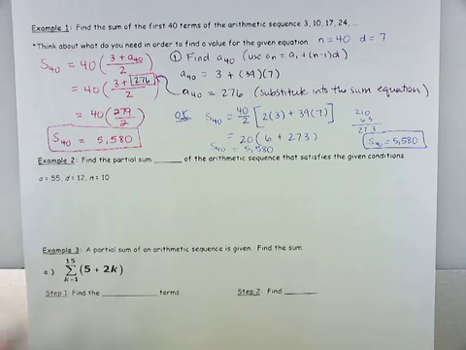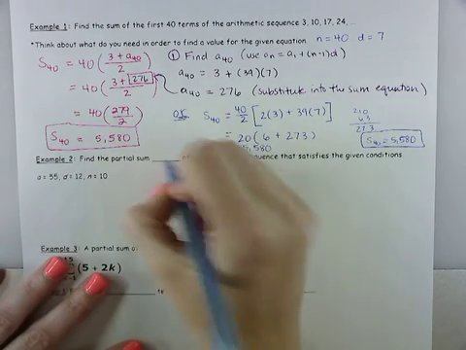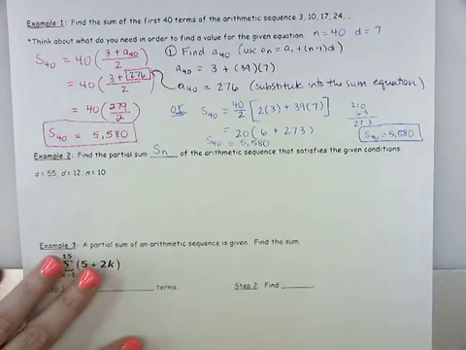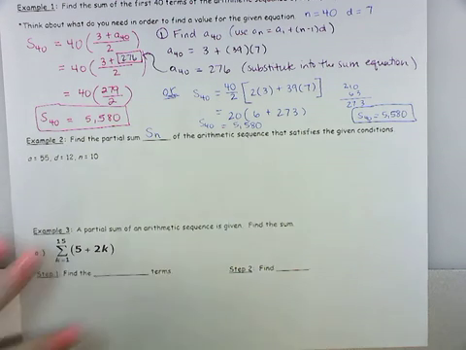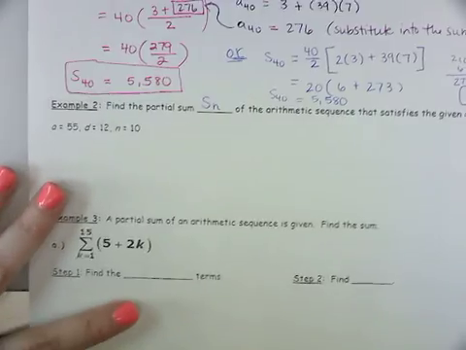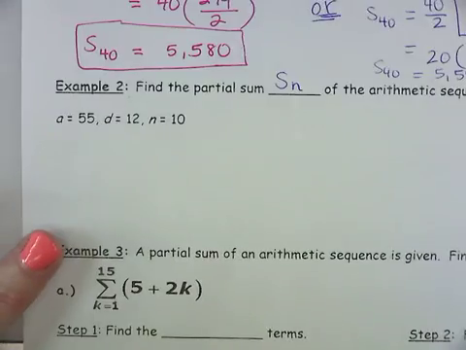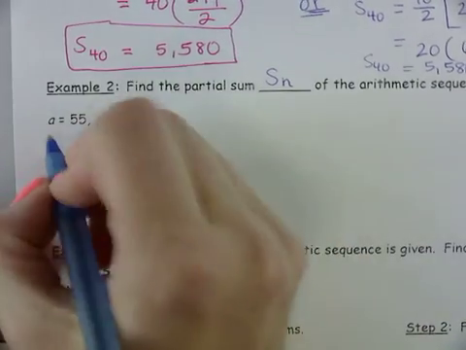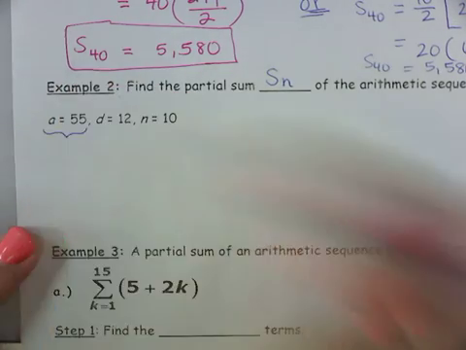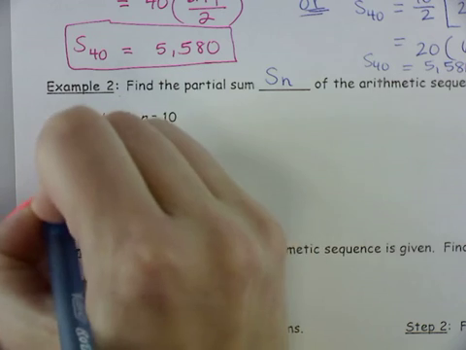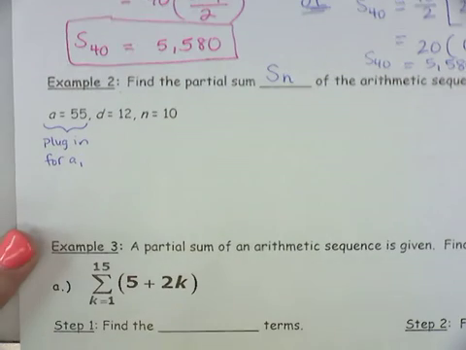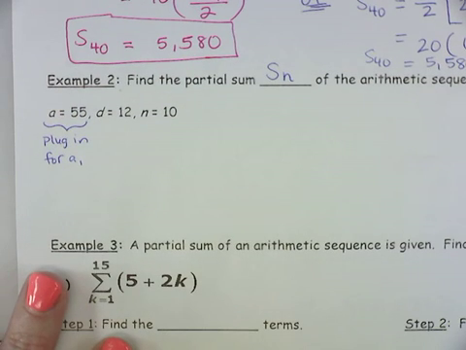Okay, for example 2, we're going to find the partial sum. So remember, the partial sum is denoted by S sub n of the arithmetic sequence that satisfies the given conditions. Okay, so for this, they give us A equals 55. And we talked about this a little bit yesterday with our formulas, but this is going to be the same thing as A sub 1, exactly. So we're going to plug this in for A sub 1.